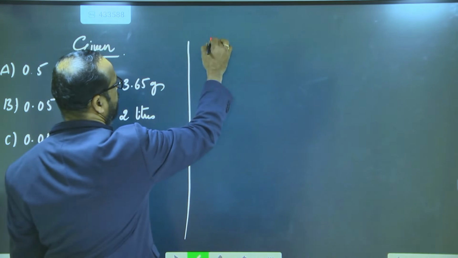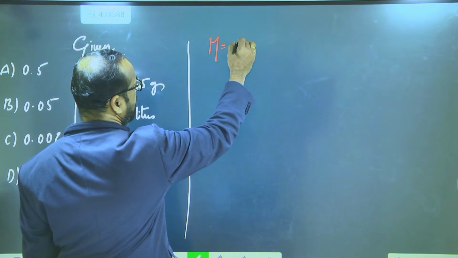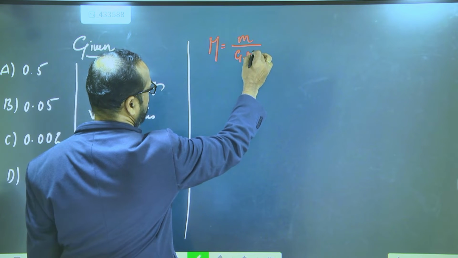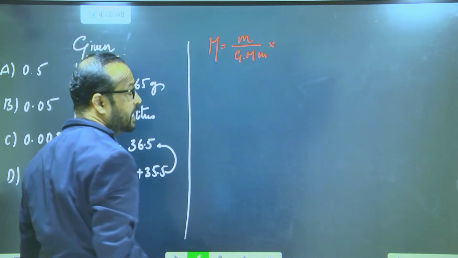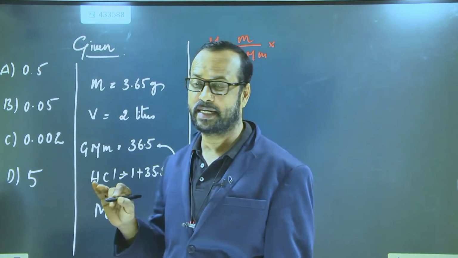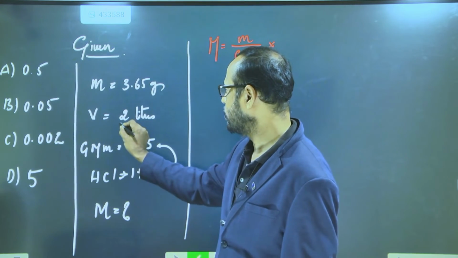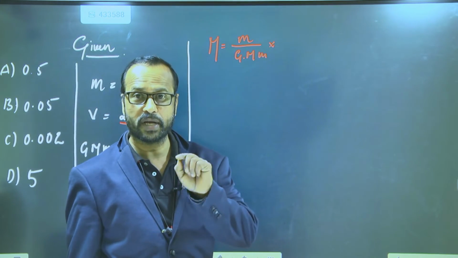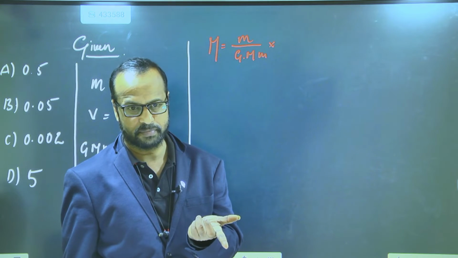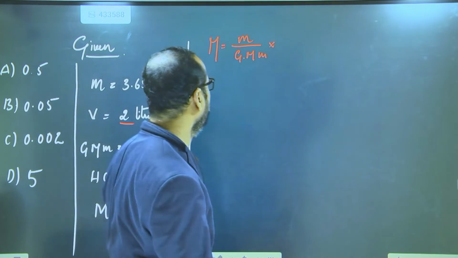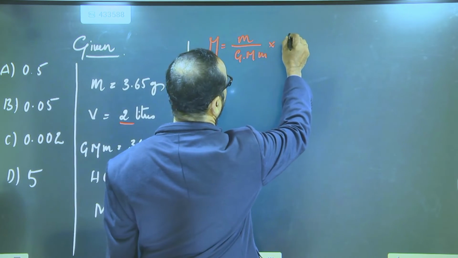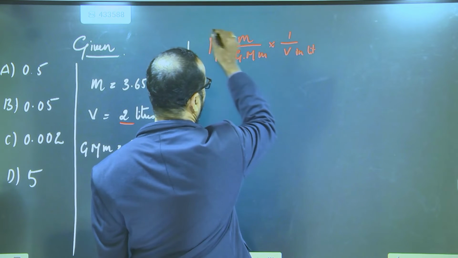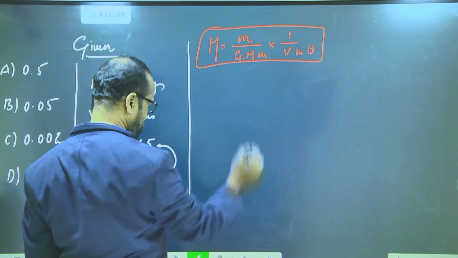So here you see molarity is equal to, we apply the second formula: mass of the substance by gram molecular mass into 1 by V in liters. Because here it is given 2 liters. Of course you can use the third formula also, as we have done previously, but there you have to convert liters into milliliters, if you wish. That's not a problem. So here 1 by V in liters. This is the formula.